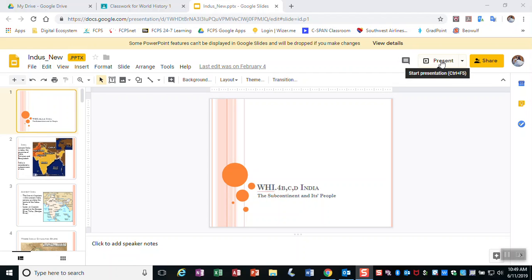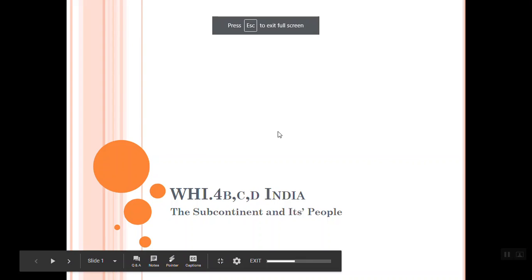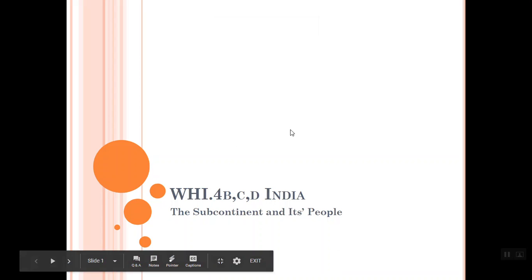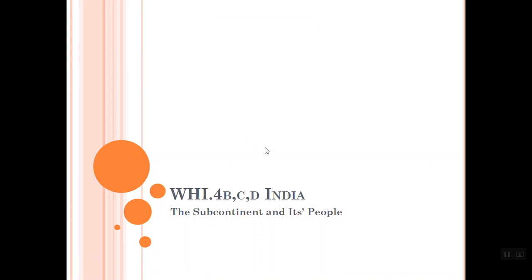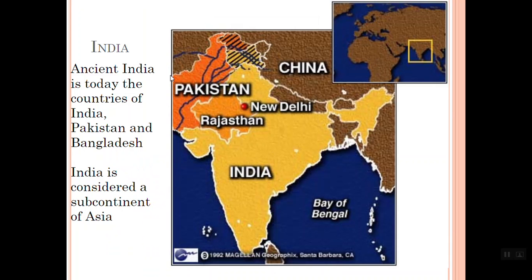Hi, everybody. Today we're going to look at the political, economic, and social structure of the subcontinent of India. Ancient India is today the countries of India, Pakistan, and Bangladesh.